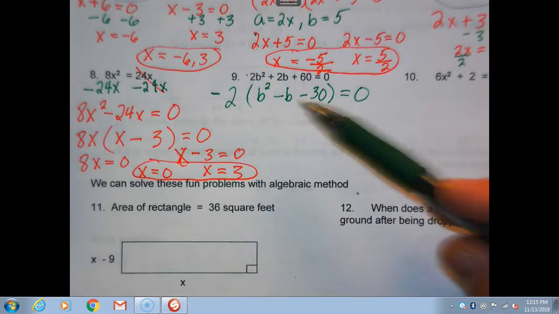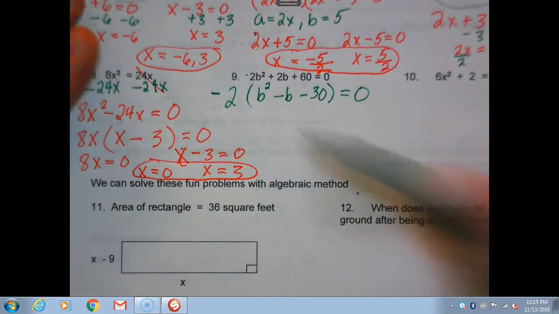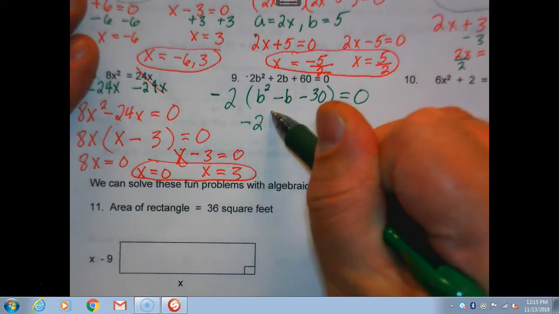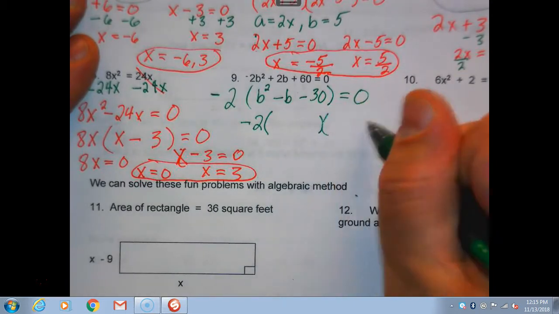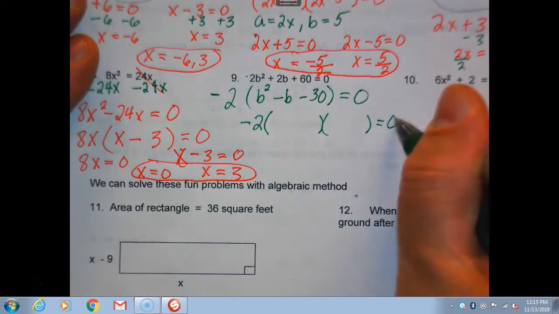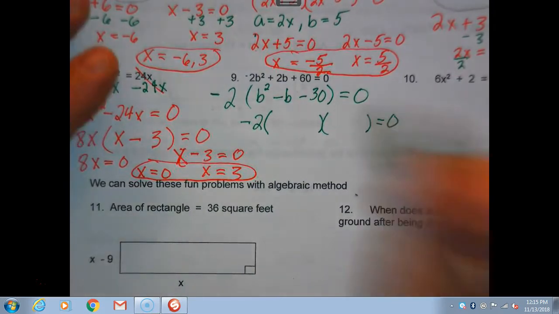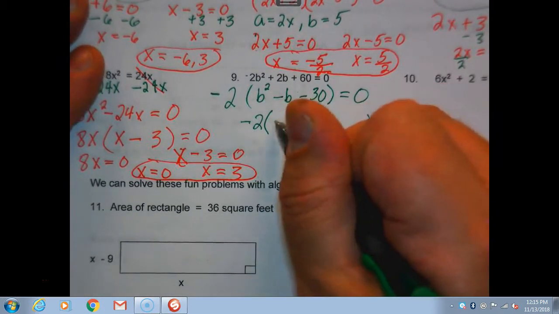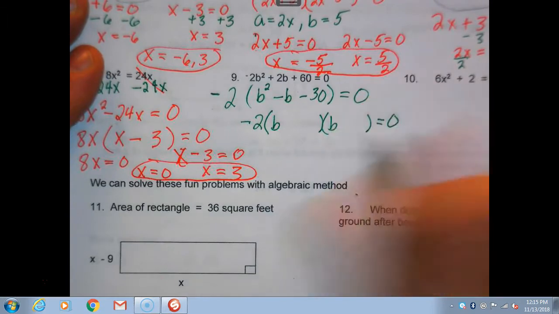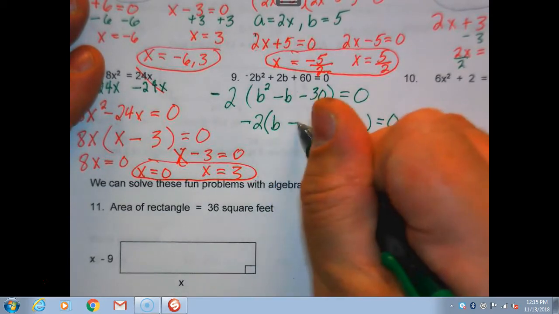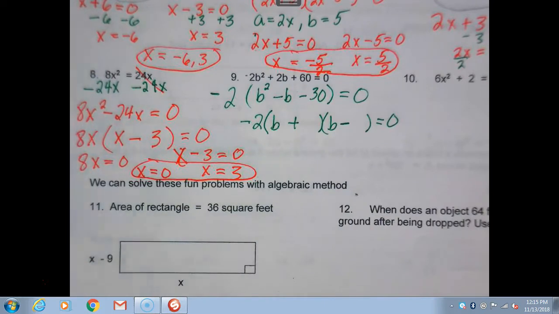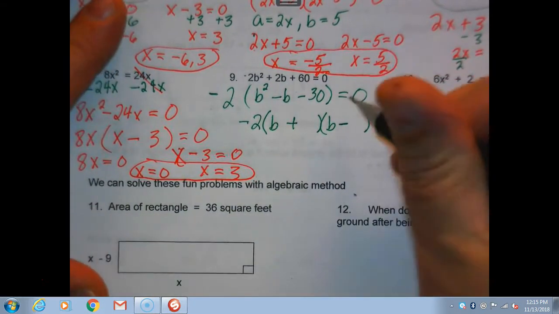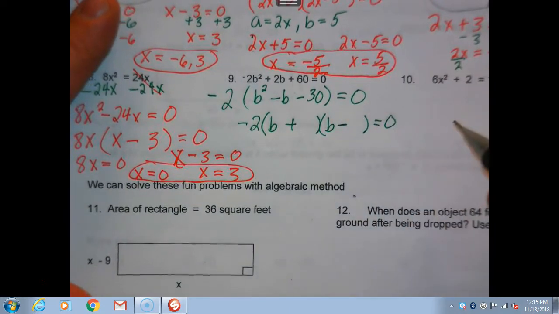Okay, can I factor this? Of course we can. We have to use the reverse FOIL guess and check method, right? Okay, there's only one way to get b squared. That's b times b. That's minus. So one has to be positive, one has to be negative. Now, 30.